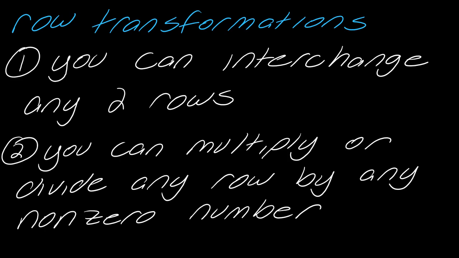The second thing you can do to a matrix is multiply or divide any row by any non-zero number. Again, this operation is just like when we multiply an entire system by one number or divide it by one number so that we can use the elimination method. So this is the equivalent operation when you're working with matrices.